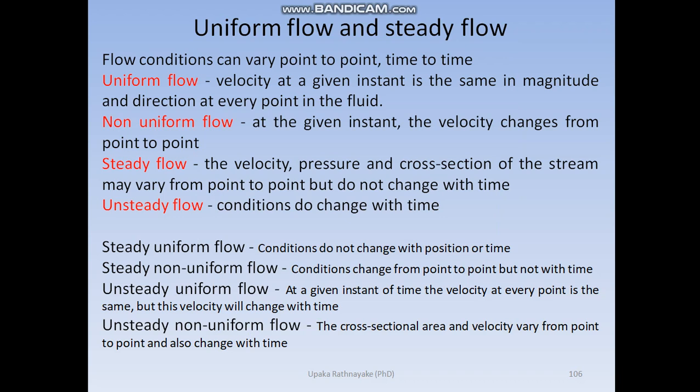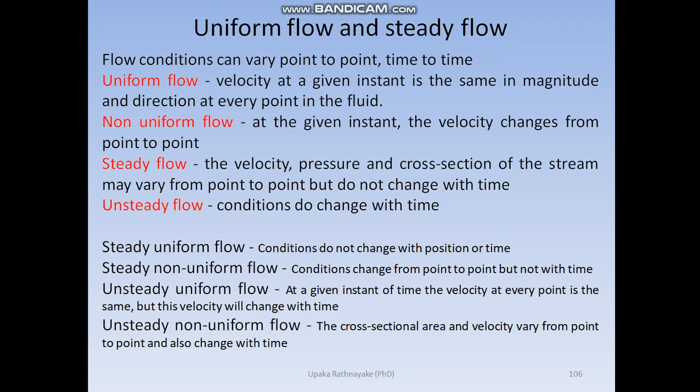One is the uniform flow. Uniform flow: velocity at a given instant is the same in magnitude and direction at every point in the flow. Now you can think what is non-uniform flow. Non-uniform flow gives changing velocities at various points.